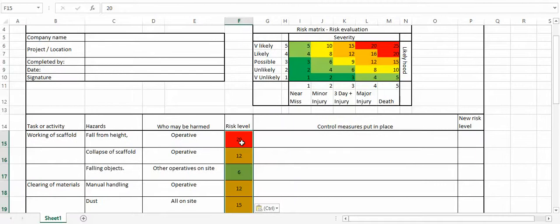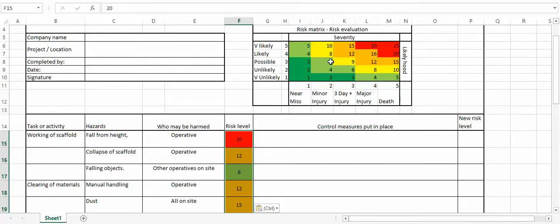So here's an example of some of the ones I've done myself. I considered the fall from height was very likely given the situation. It wasn't particularly high, so I considered it to just be a major injury rather than less likely to be death. But you know, that's a subjective assessment. For the collapse of scaffold, again, I considered it to be likely, not very likely. It was possible. It was reasonably well put together in this situation. However, I still considered it to be a major injury.